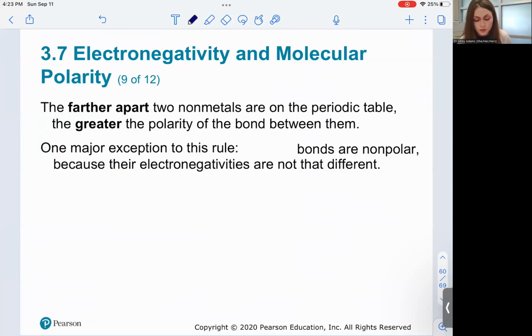All right. So the farther apart they are, you're going to have a greater electronegativity difference. You're going to have more polarity in that bond between those atoms. All right. So one of the major exceptions is carbon and hydrogen. Even though they might seem like, because they're far away from each other, that they might be polar, they would be nonpolar. They don't have electronegativity values that are that different from each other. Okay.